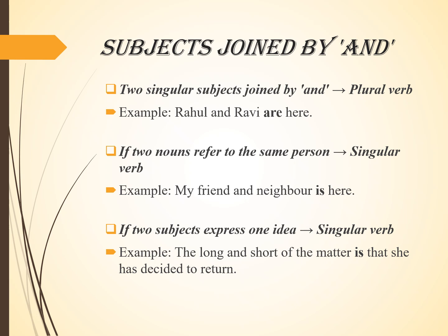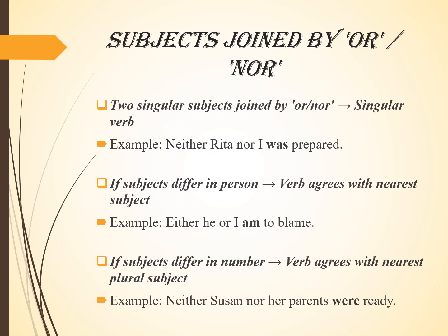If two subjects together express one idea, the verb may be in the singular. For example, the long and short of the matter is that she has decided to return. Two or more singular subjects connected by "or," "nor," "neither...nor," or "either...or" take a verb in the singular. For example, neither Rita nor I was prepared.